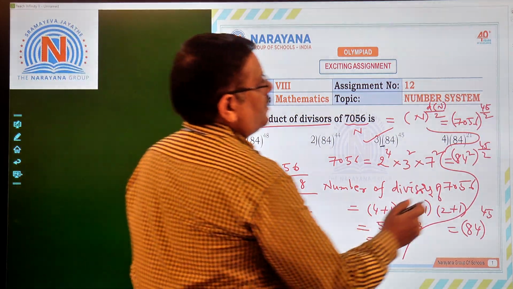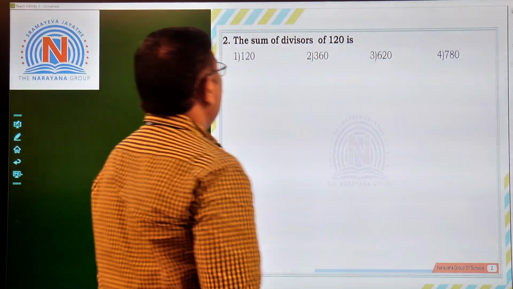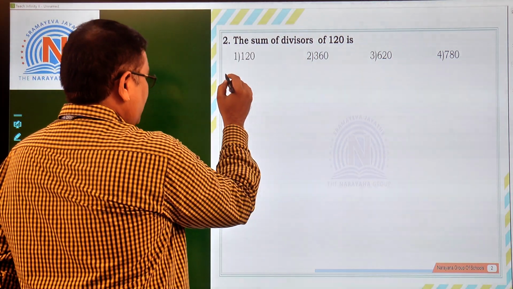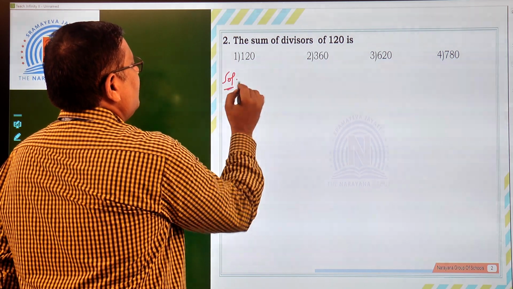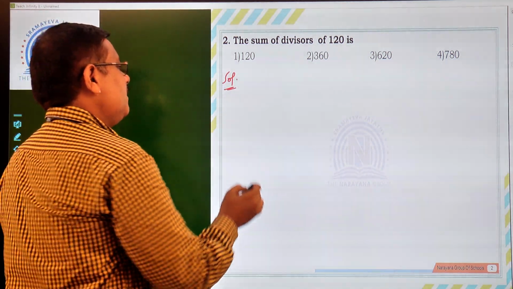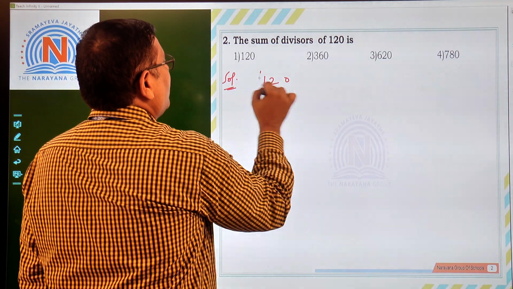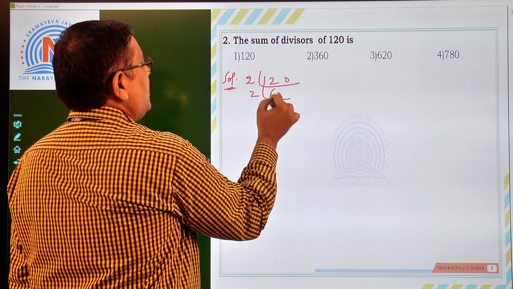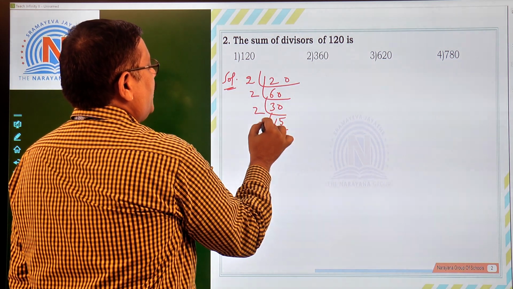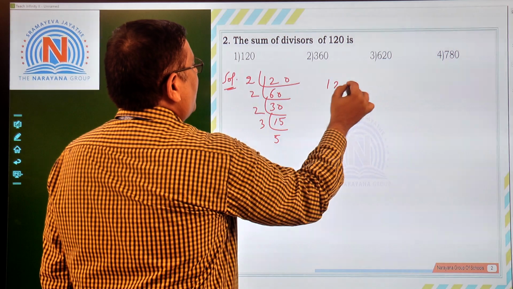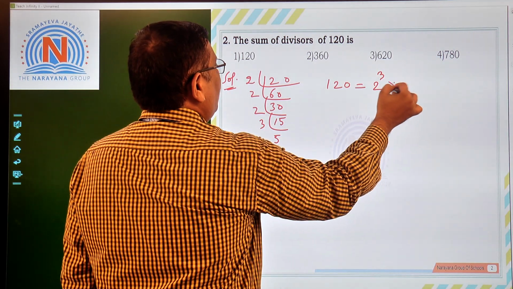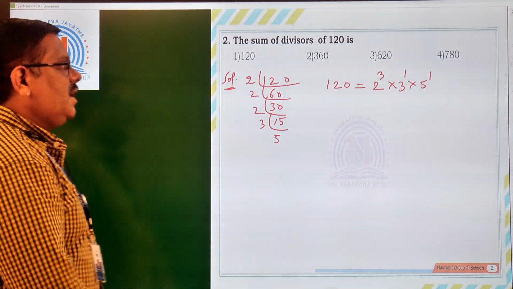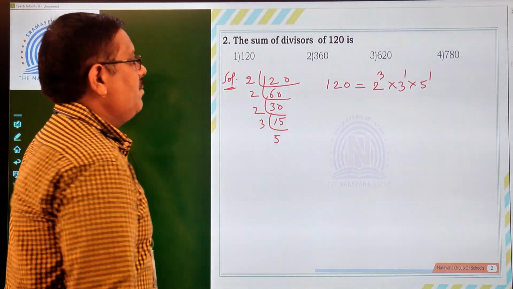Okay, now we will move to the next question. The sum of the divisors of 120 is... Okay, sum of the divisors he is asking. Even when finding the sum of the divisors, the first step is to convert 120 into a product of primes. 2 times 60, that is 2 times 30, that is 2 times 15, 3 times 5. So 120 we can write as 2 cube times 3 power 1 into 5 power 1.